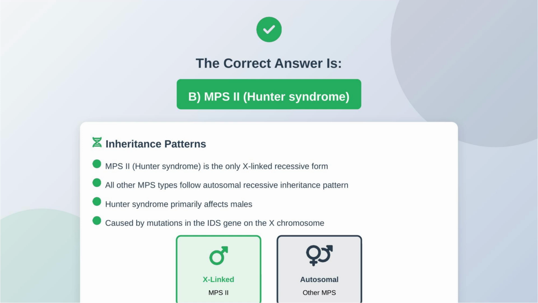MPS 2 or Hunter syndrome is the only MPS type with X-linked recessive inheritance. All other MPS types follow an autosomal recessive inheritance pattern. This explains why Hunter syndrome predominantly affects males, while carrier females typically show no symptoms or mild manifestations. Hunter syndrome is caused by mutations in the iduronate 2-sulfatase gene located on the X chromosome.